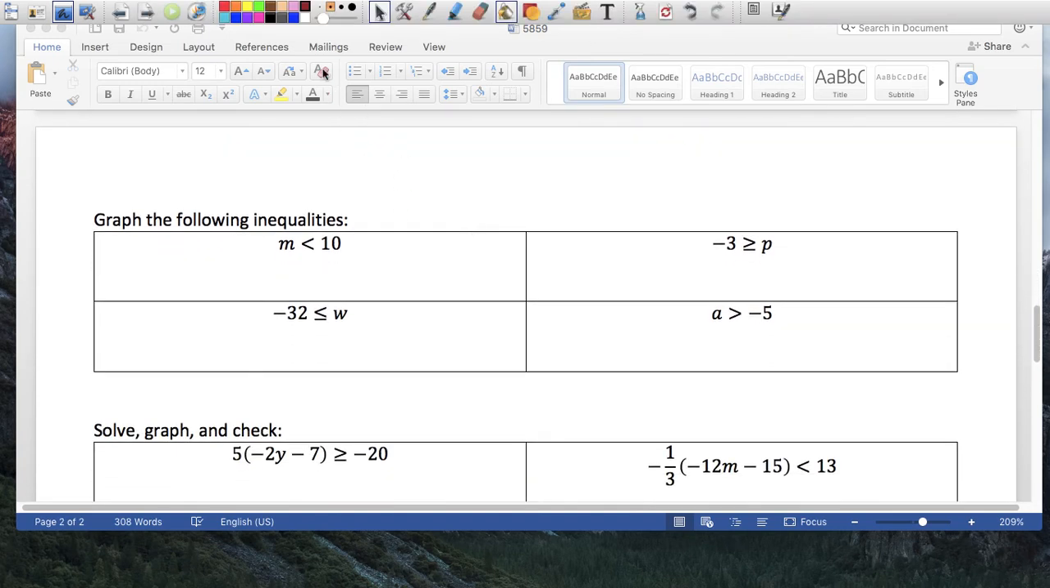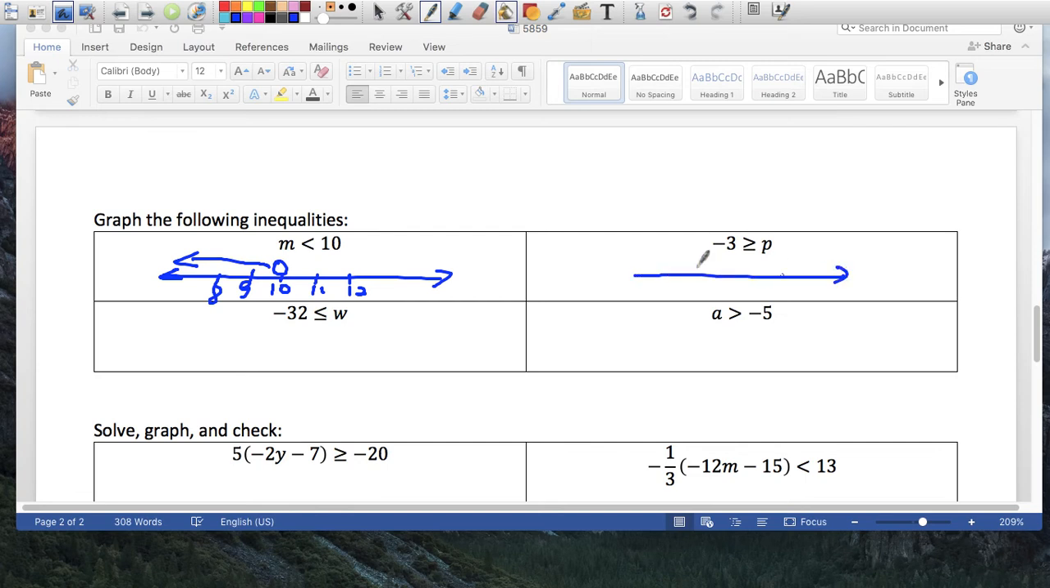Graph inequalities. Okay, so this one is nice and easy. Make a line, put an arrow on each side. 10, 11, just a couple of numbers on each side. 9 and 8. Shade or not shade? Don't shade. M has to be a number less than 10, and numbers less than 10 are on this side. You can always check. There's no way to get this wrong because you can always check. Is 9 less than 10? Is 8 less than 10? Pick a number, see if it holds true, and if it does, and it's on the same side where the arrow points, you're good.